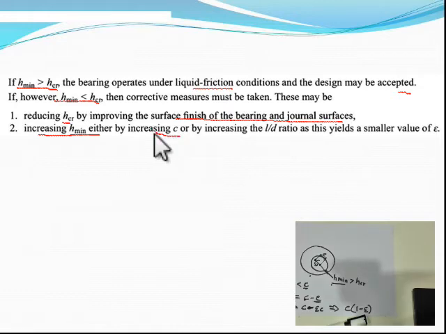The second option is you can increase H min by increasing the clearance. So you can have a larger clearance and therefore H min automatically goes up, or by increasing the L by D ratio. So if the L by D ratio increases, then also you can get the desired result. So that is the process for design problem 1.